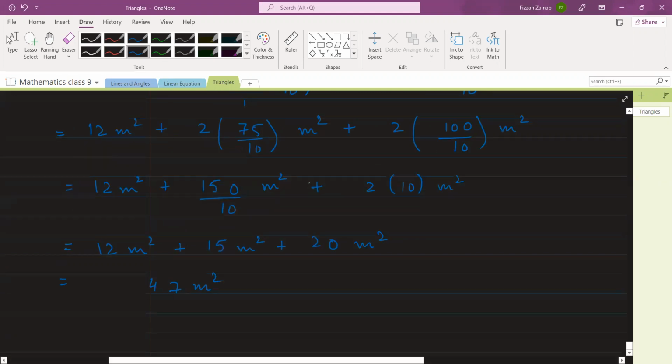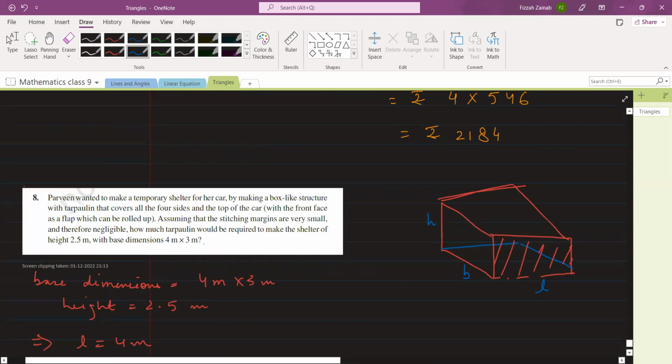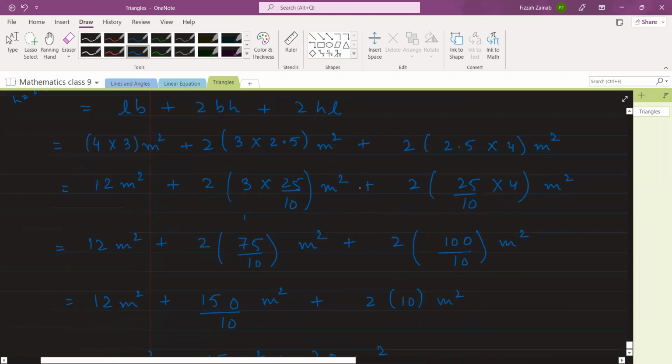Yes, ma'am. So I think only this much was asked in the question. How much is the tarpaulin required? So this is the answer.